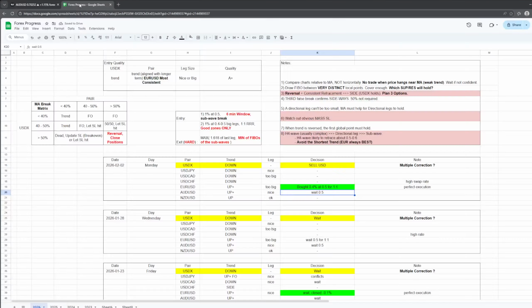Okay, let's write it down. Aussie trend is up. Market has retraced into the 40% zone here. If it retraces once again into the 50% zone here, then I would recommend buying Aussie.